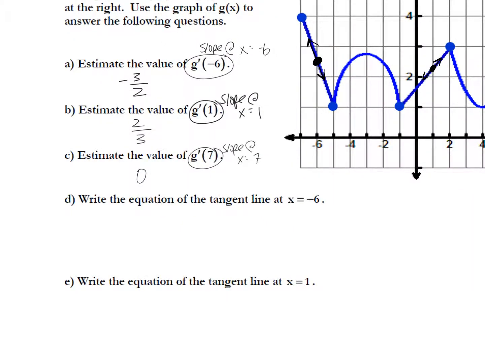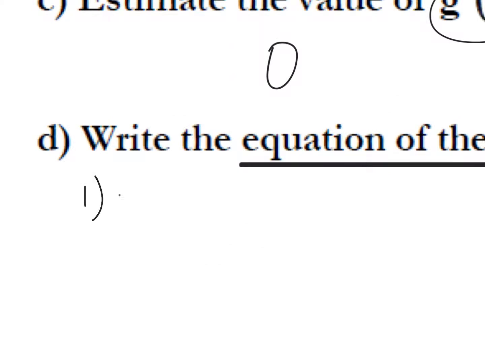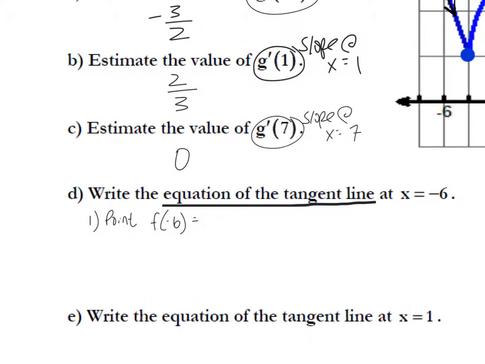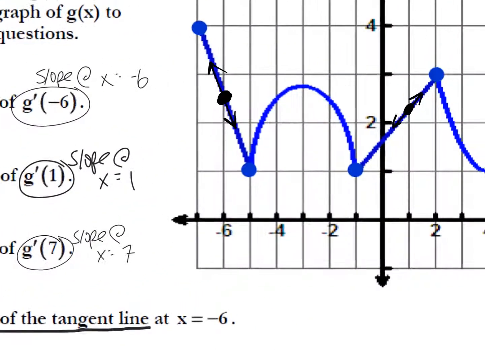Part D says write the equation of the tangent line at x equals -6. So again, to write the equation of the tangent line, I need 2 things. I need a point and I need a slope. So first I need the point, and that means I need to find f of -6. And so I don't have an equation to plug -6 into, but I have a graph to look at. And it looks like the graph at -6, 1, 2, I can't really tell. Is that up like 2.5? Is it a little bit more than 2.5 or less than 2.5? I'm not really sure. So here's a tip for you.